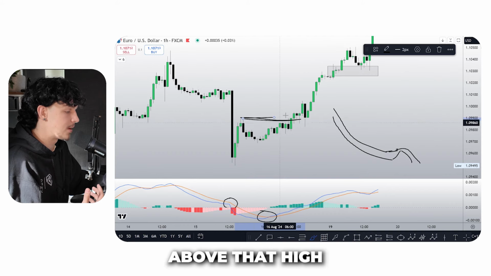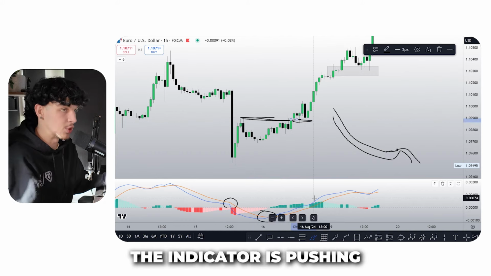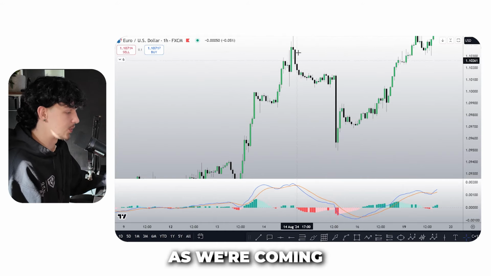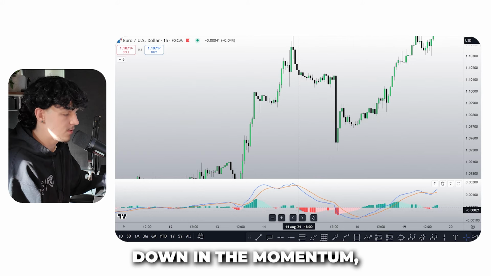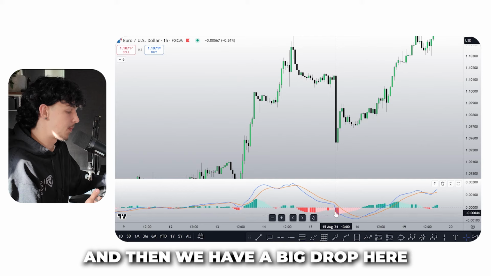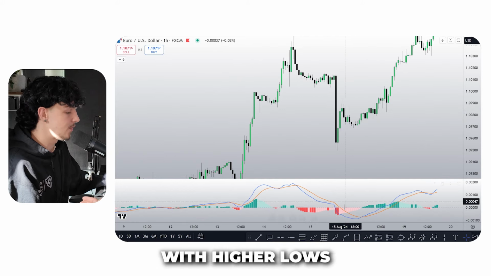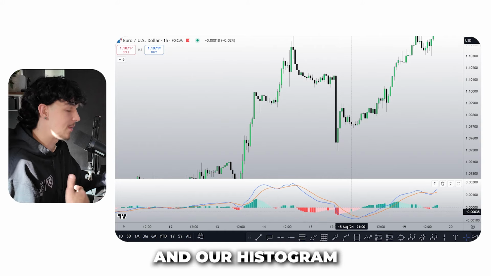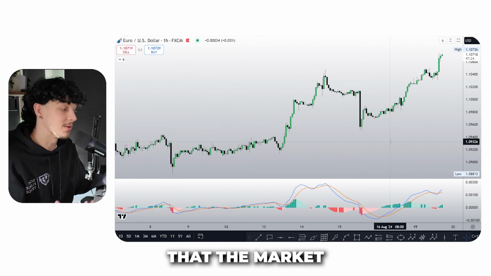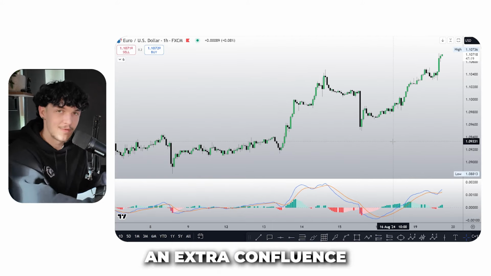Maybe we could have played the break above that high or the retest into this high. And as you can see, the indicator is pushing the momentum towards the top side. The histogram is very good to use as well. As we're coming down in the momentum, we have this selling pressure coming into the market, and then a big drop here, which is huge selling pressure. And as the market gives us this small uptrend with higher lows, we get higher lows on our histogram, potentially telling us the momentum is going to shift. So that's an easy indication the market could be looking to make a move again. It's not solid that it's going to make a move, but it could be an extra confluence in your trading.